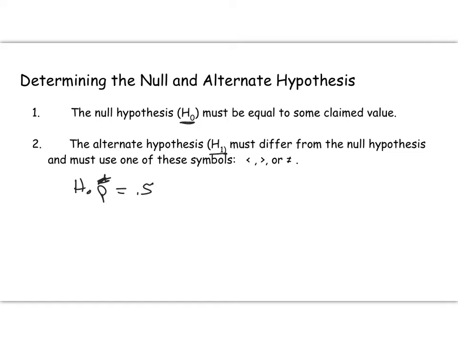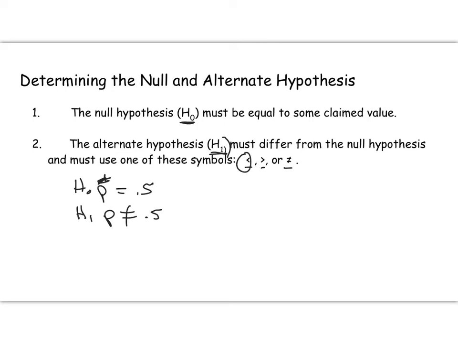Our alternate hypothesis has this symbol with an H with a subscript of 1. And that's, again, because we don't want to write out alternate hypothesis every time we're doing a hypothesis test. And so this has to differ from our null hypothesis, and it has to either use a less than, a greater than, or a not equal to sign. And let's just do this. Our alternate hypothesis is that our proportion is not equal to 50%.